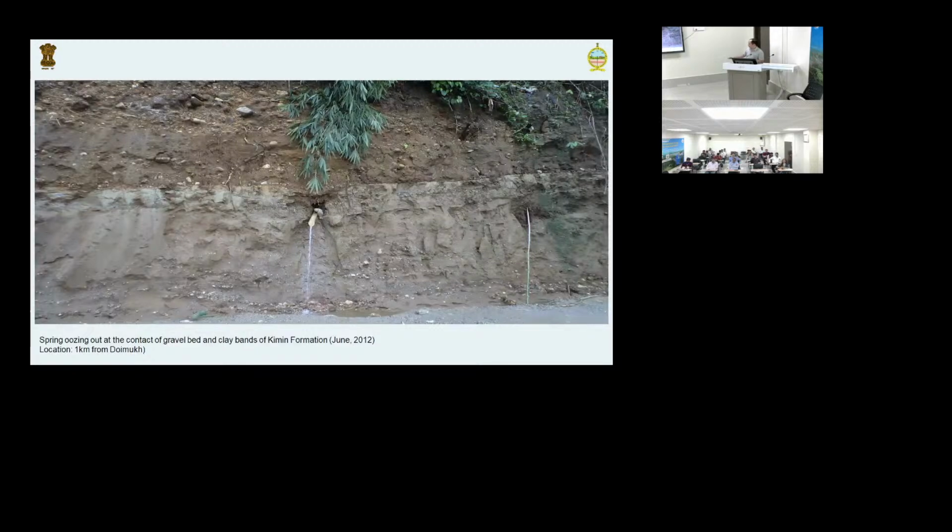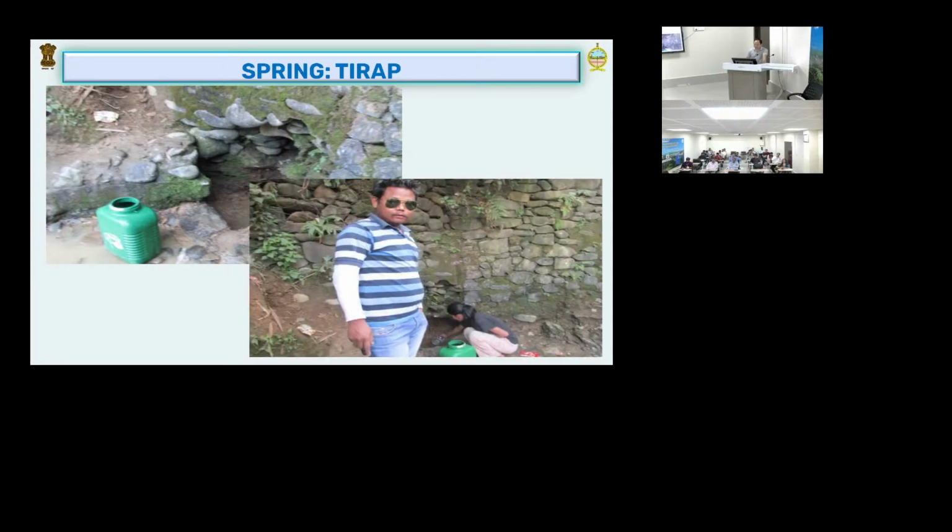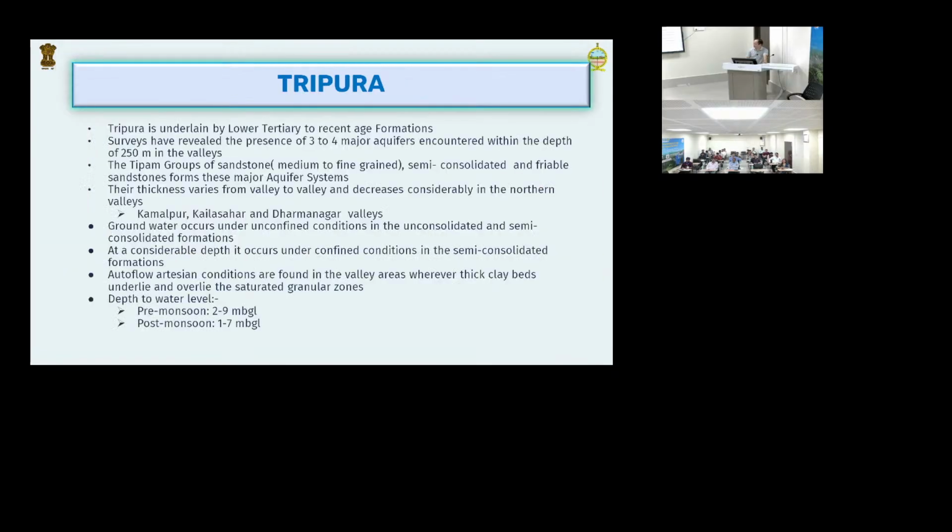Let's say this is not a naturally occurring spring, but just to show a contact spring. So this is a clay bed, and above that is a gravel pebble bed. In contact between these two zones, there is water oozing out. So I'll just show you some photographs of how springs exist in different areas of the northeastern states.